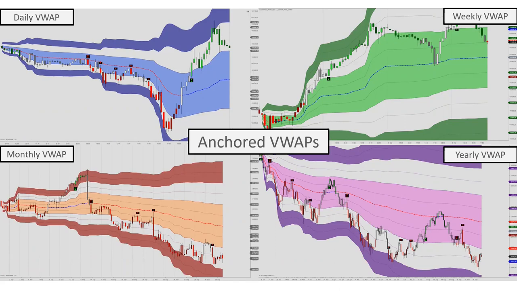The calculation here starts at the session open, so the first day of the week, month, or the year. Most of you will be familiar with these as available through the NinjaTrader order flow suite. It plots the volume weighted arithmetical mean of all transactions that take place during each session, so adding the prices for every transaction, dividing by the total number of contracts traded during that time. But there is a limitation with these anchored VWAPs, and that is that you have to wait some time in order to make useful readings with these standard deviation bands here.